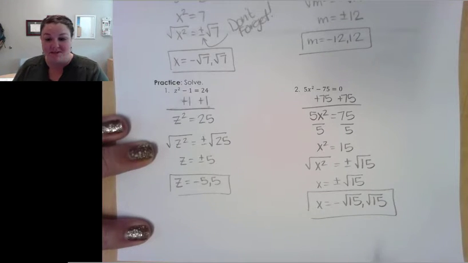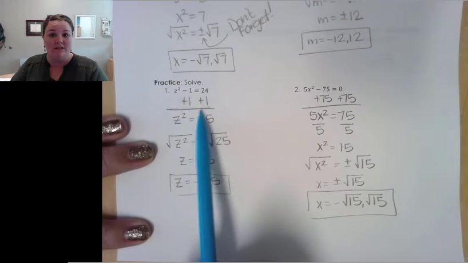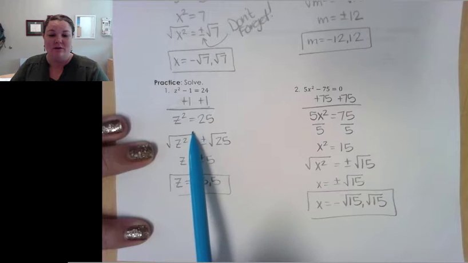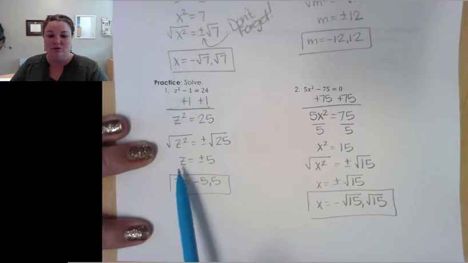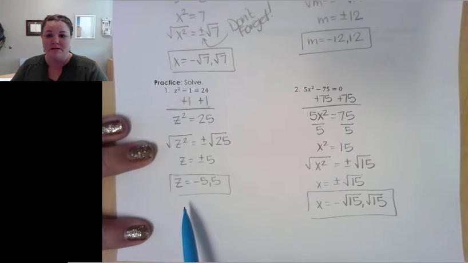Okay, let's see how you did. On the first one, we need to isolate the z squared, so we move our 1 to the other side by adding, and then we can go ahead and take the square root of both sides. Don't forget your plus or minus, which results in z equaling a positive 5 or a negative 5. That's the first one.